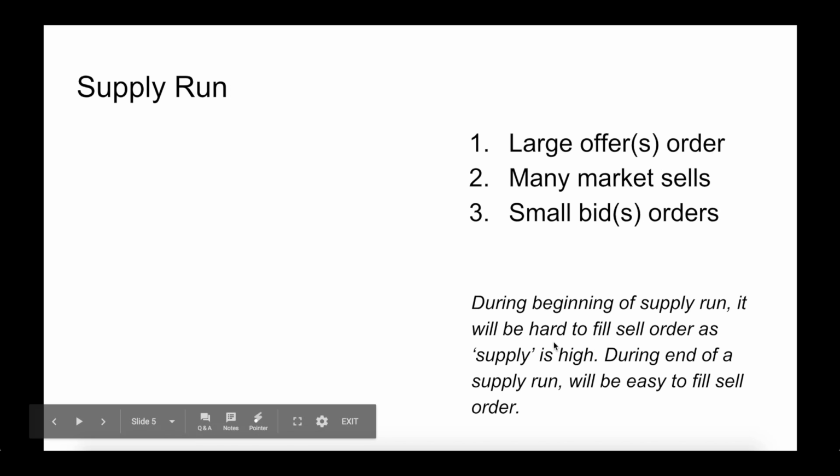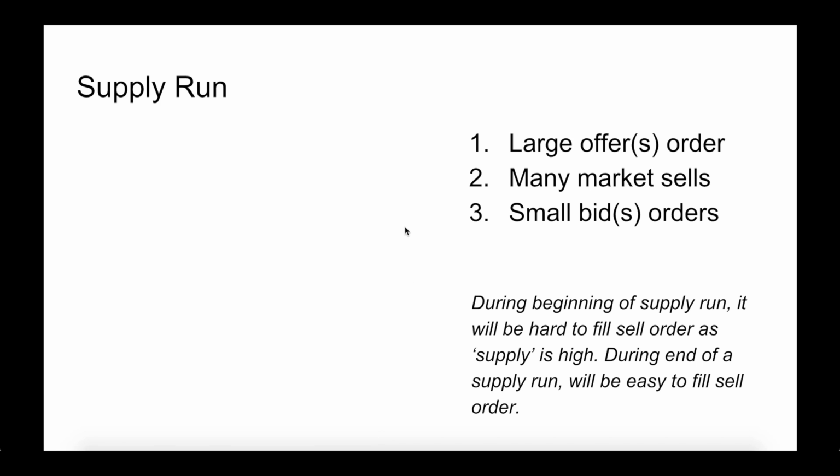And same with the offers. During the beginning of a supply run, it's going to be quite tough to fill your sell order as supply is high. You'll probably see price going down quite quickly, and you'll be tempted to market sell. But you don't want to market sell there. That's probably going to be the end of the short-term downtrend, the end of the short-term supply run, and you're also going to encounter fees. In reality, you could just wait for that up move with that demand run as a bid wall forms, and then just put your limit sell order, and it'll probably be filled.